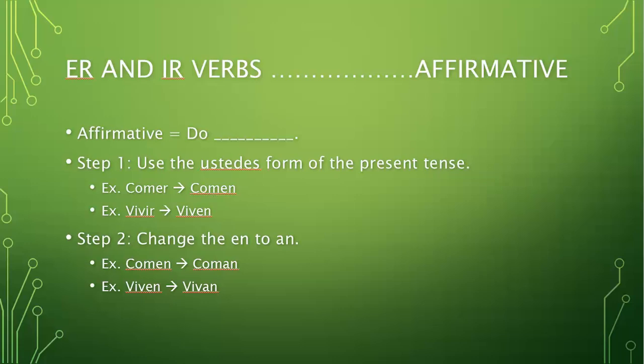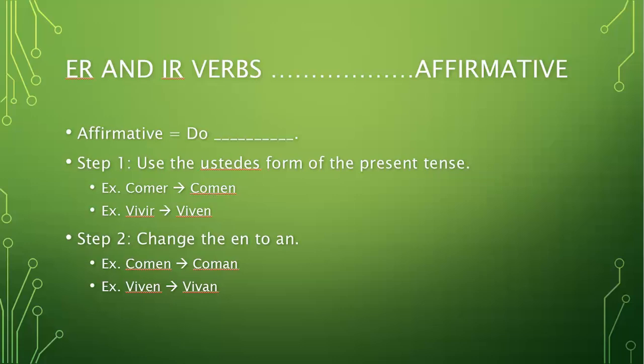Okay, so ER and IR verbs, it's a similar process to what you did with the usted commands, or the singular formal commands. We'll start with the affirmative. Affirmative, again, means do something. So, step 1, use the ustedes form of the present tense, just like you did before. Remember, that's also the ellos and ellas form. For example, comer is an ER verb, so comer becomes comen. Vivir, an IR verb, the ellos or ustedes form of that verb in the present tense is viven.